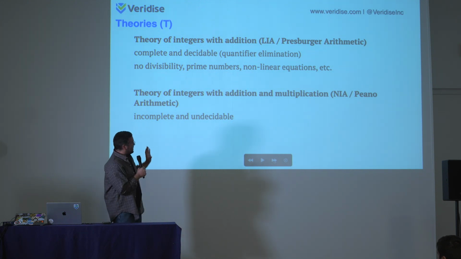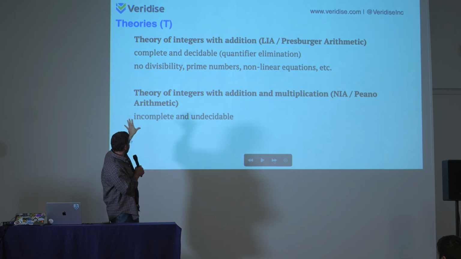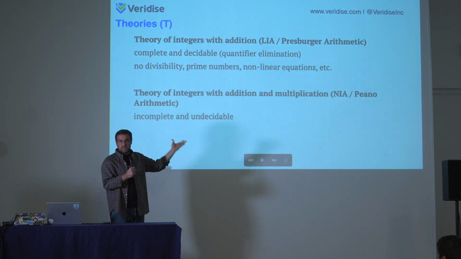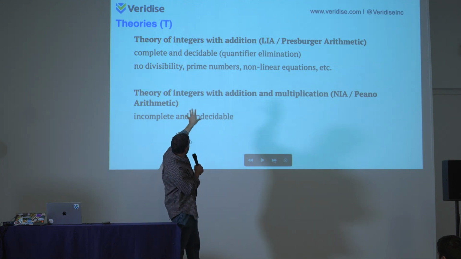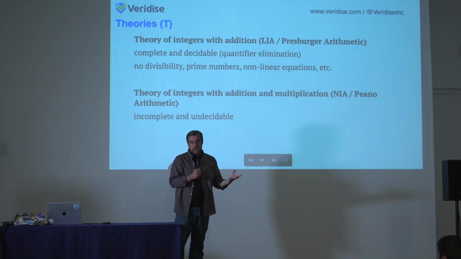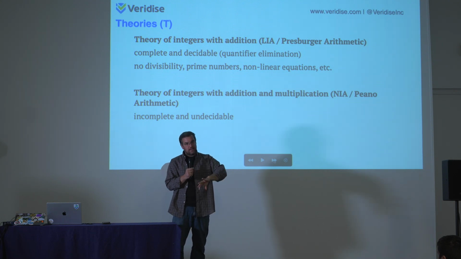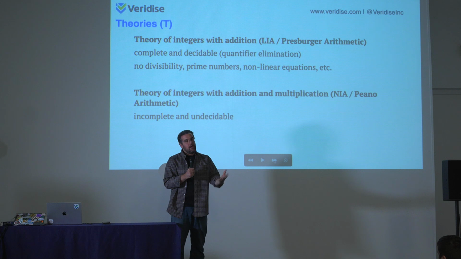And this is a very restricted theory. But the nice thing is, it is complete and decidable, which means if you have a formula with this background theory, you can automatically check whether it is satisfiable or not. So there are algorithms to do it. You can decide whether it's satisfiable or not. And if a statement is true, you can find a proof for it. If it is false, you can find a proof for the negation of it.